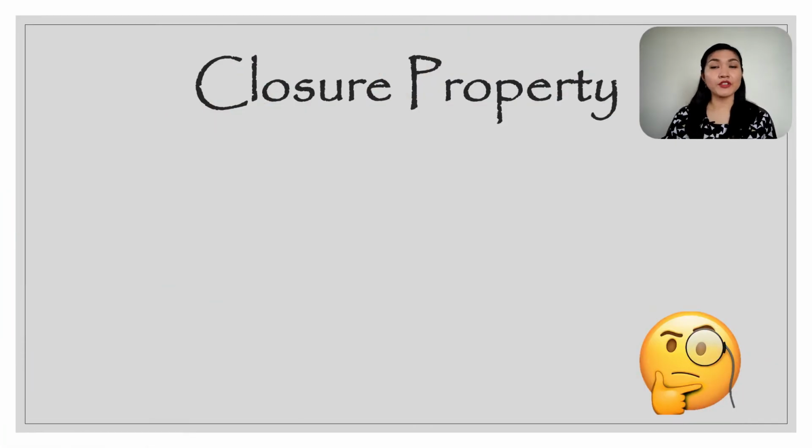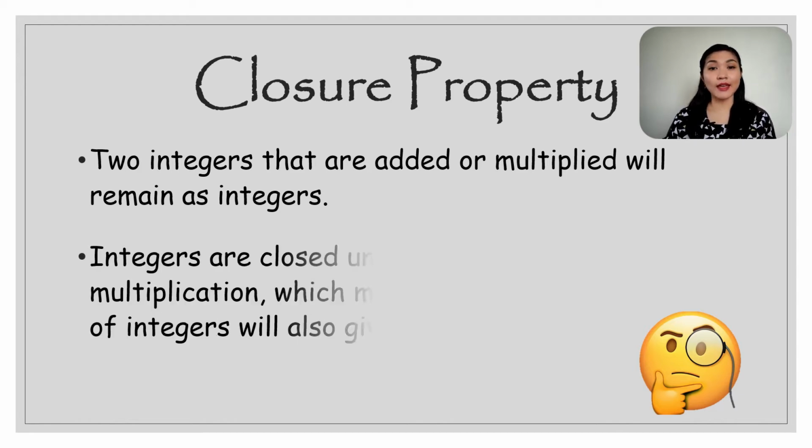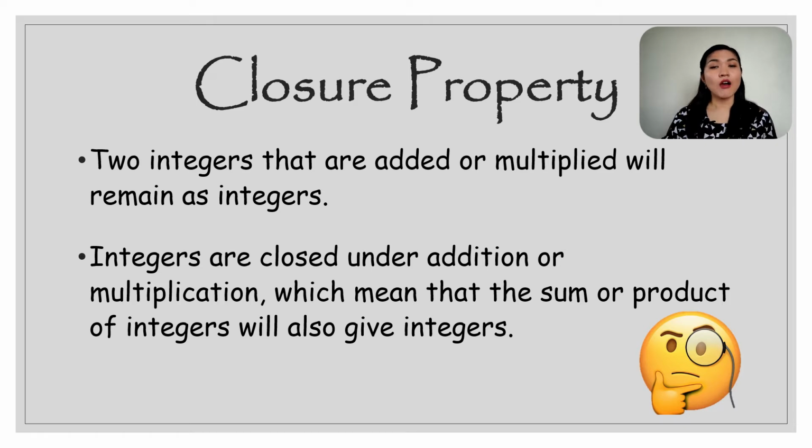One of the properties of operation is the closure property. Why is it called the closure property? That is because two integers that are added or multiplied will remain as integers. Hence, integers are closed under addition or multiplication, which means that the sum or product of integers will also give integers.